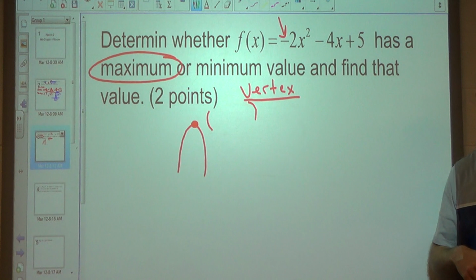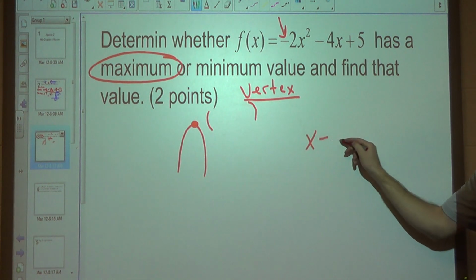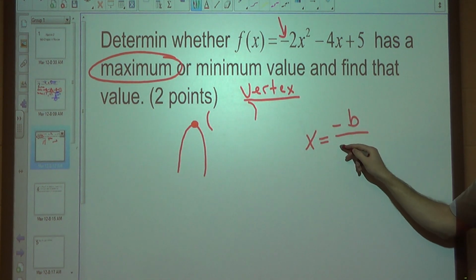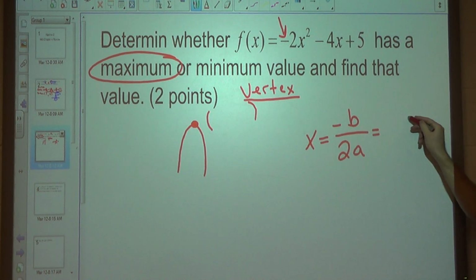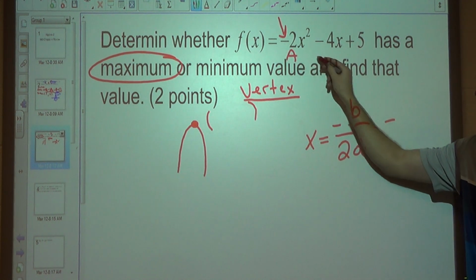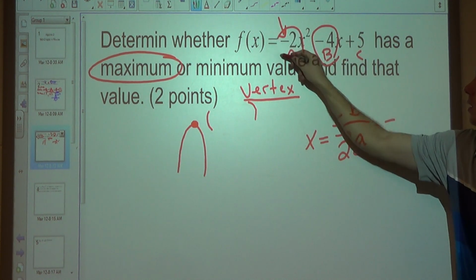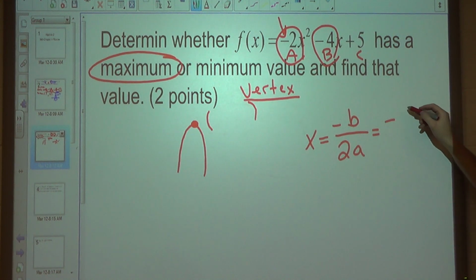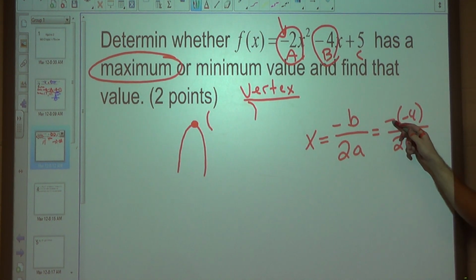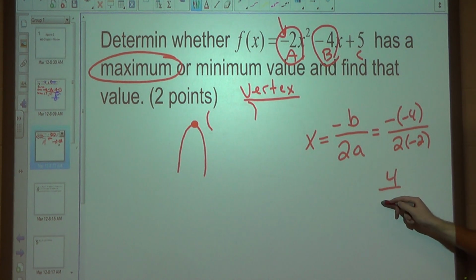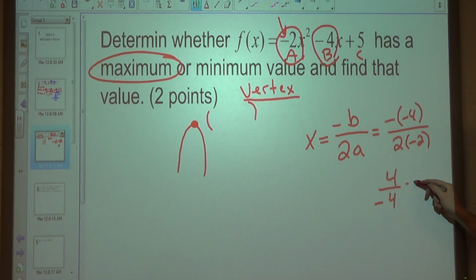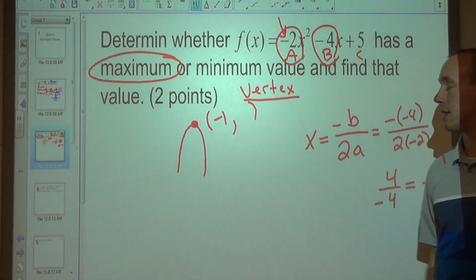So how do you find the vertex just like we did in the last one? X equals what? Negative b over 2a. So again, it's always alphabetically x squared, x, number, so a, b, c. So negative what? Negative 4 over 2a. Negative make a positive 4, so 4 over negative 4, which gives me a negative 1. So I know the x-coordinate of the vertex is negative 1.